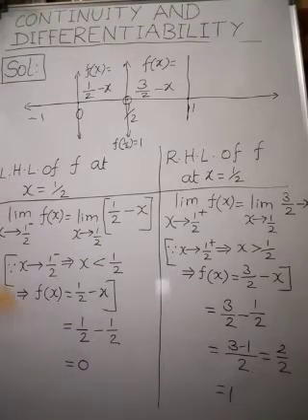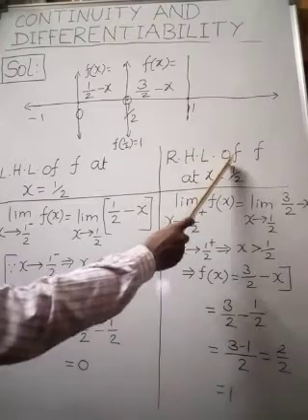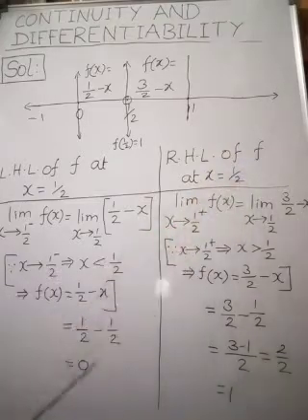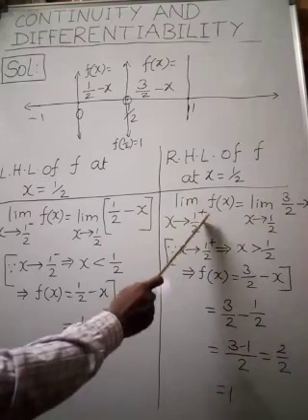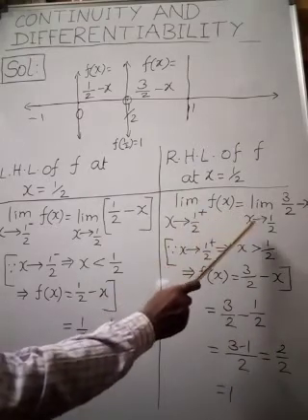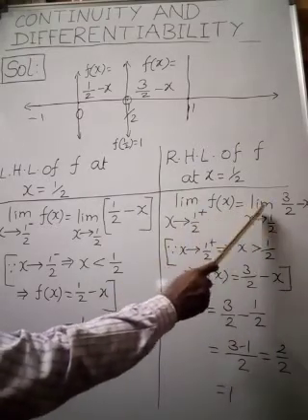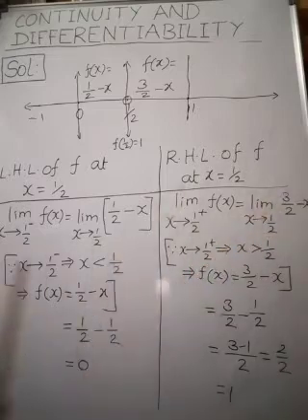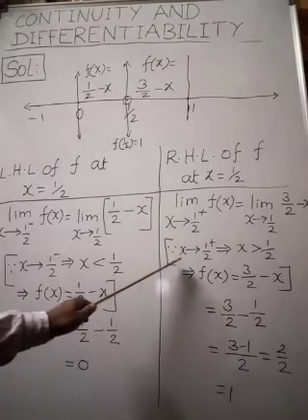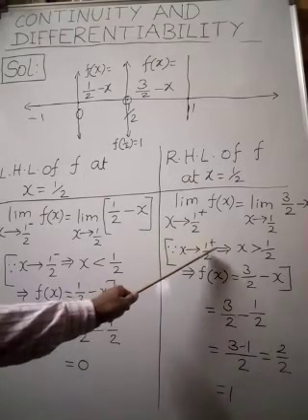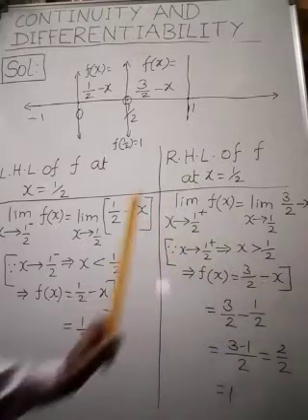Similarly, we find right hand limit of f at x is equal to 1 by 2. Symbolically, we write as x tends to 1 by 2 plus, limit f of x is equal to, as x tends to 1 by 2, limit 3 by 2 minus x. Why did we write here 3 by 2 minus x instead of f of x? Because as x tends to 1 by 2 plus means x is greater than 1 by 2.